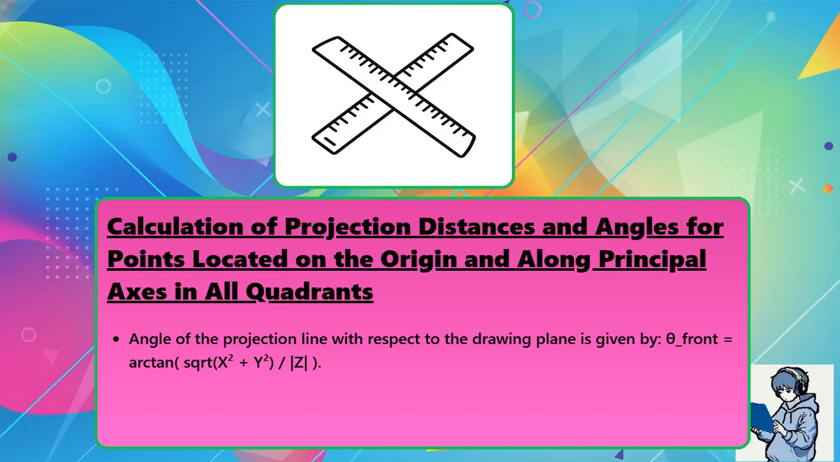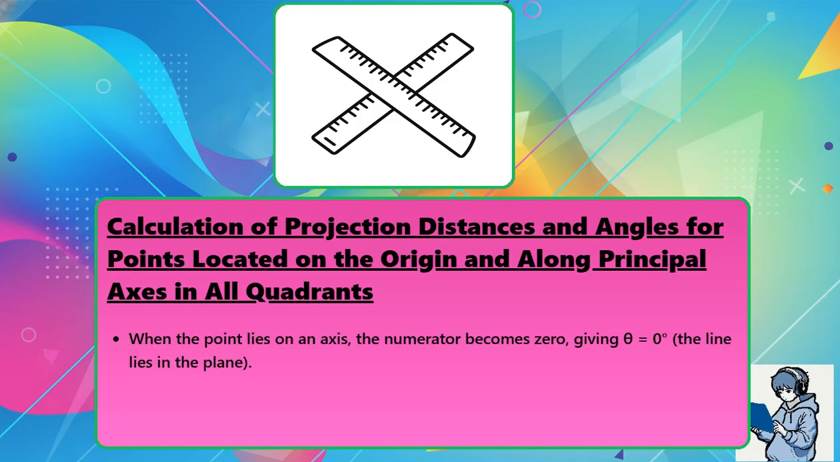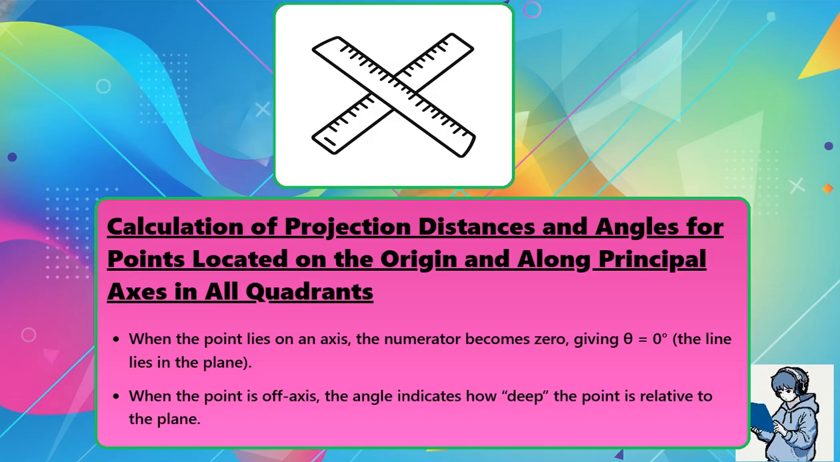Angle of the projection line with respect to the drawing plane is given by theta front equals arctan of the square root of x squared plus y squared, divided by absolute z. Similarly for top and right. When the point lies on an axis, the numerator becomes 0, giving theta 0 degrees, the line lies in the plane. When the point is off axis, the angle indicates how deep the point is relative to the plane.